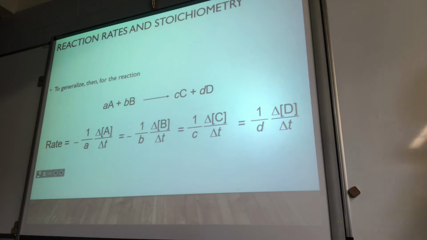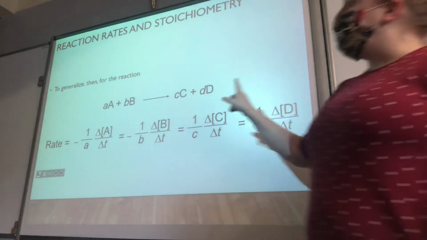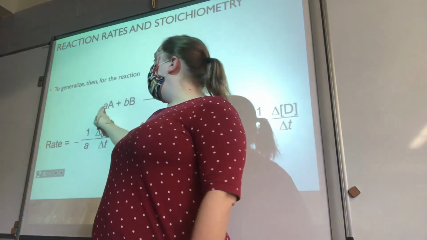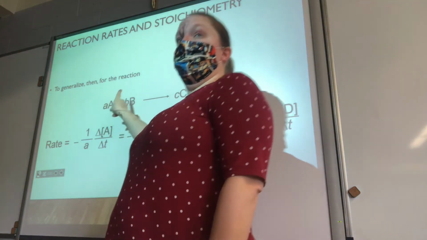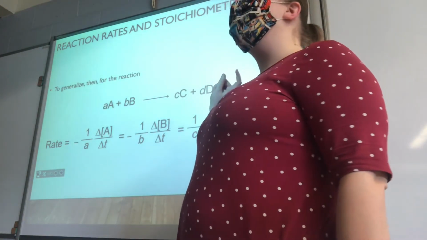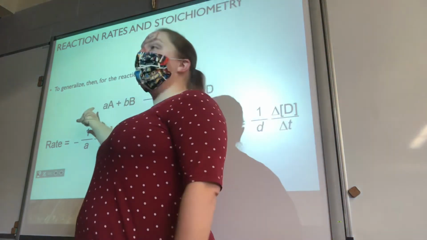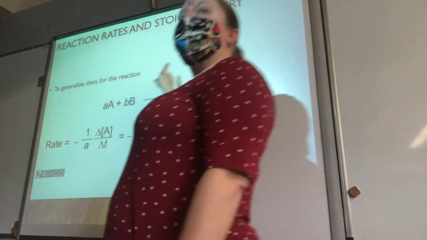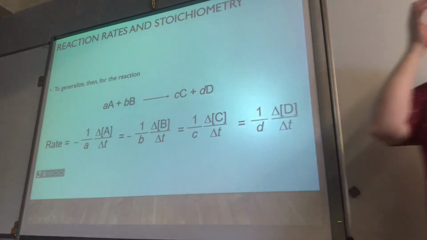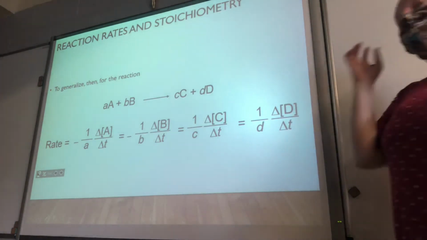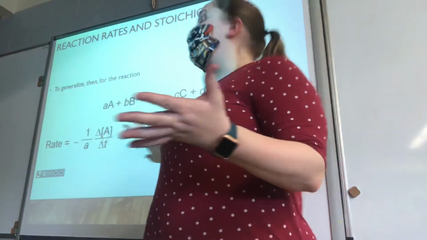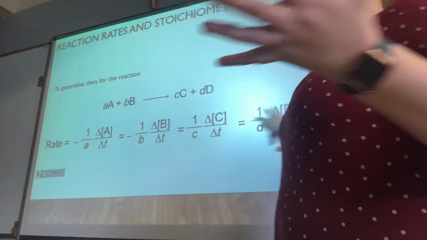Here we see a better way to do it, okay? So we have coefficients, which are going to be the lowercase letters. The lowercase letters are my coefficients. The capital letters are going to be the actual compound. And when we want to predict the rate at which something is happening, we can use this formula.